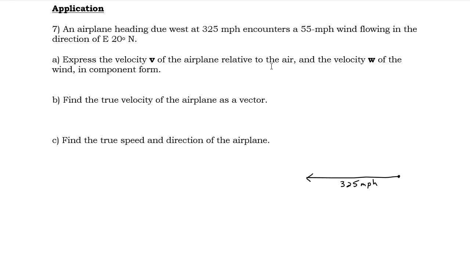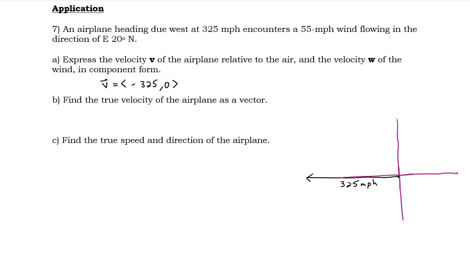Express the velocity v of the airplane relative to the air and the velocity w in component form. So this is our vector v. What would be the component form of that vector? I'm assuming this is the origin here. It doesn't really matter because vectors don't need to be at the origin, but you got it? It would be negative 325, 0, because it's headed 325 miles per hour in that direction.